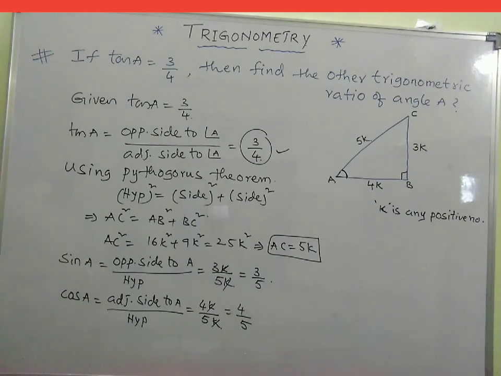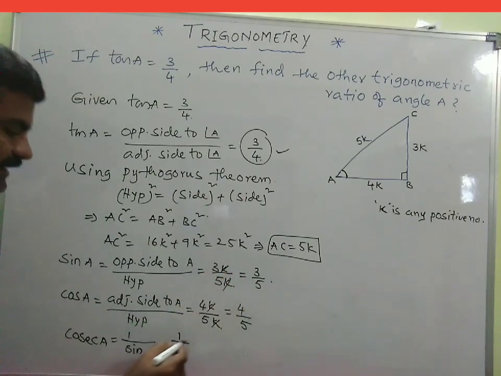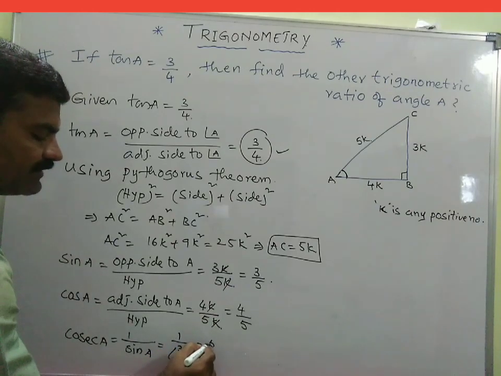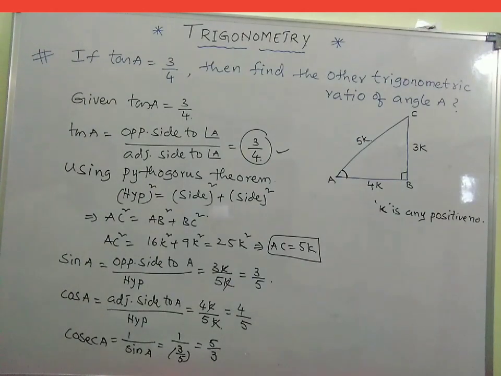Now k gets cancelled, hence 4 by 5 is the value of cos A. So my dear, once you know sine A and cos A, all the rest we can find very easily. So look here. Now suppose I want cosecant A. What is the formula for cosecant A? I can write it as 1 by sine A, no? So 1 by sine A, the value is 3 by 5. So 1 by 3 by 5 is nothing but 5 by 3. Right? Okay.